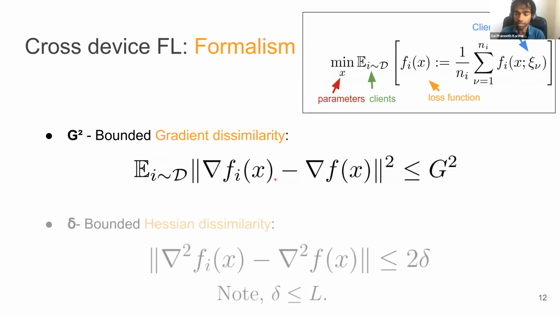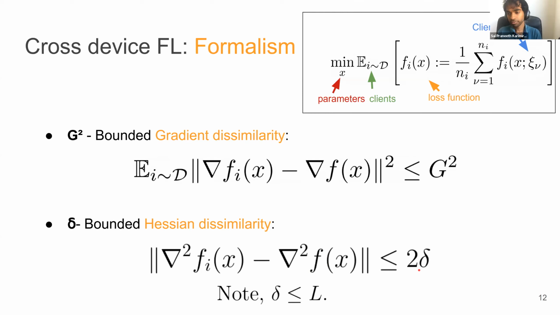I'll also use the notion of Hessian similarity, which is just the difference between the Hessians of the functions. If our functions F_i are smooth, note that this is trivially satisfied by delta equals L, but potentially delta is much smaller. I'll come to why we need that part later in the talk.